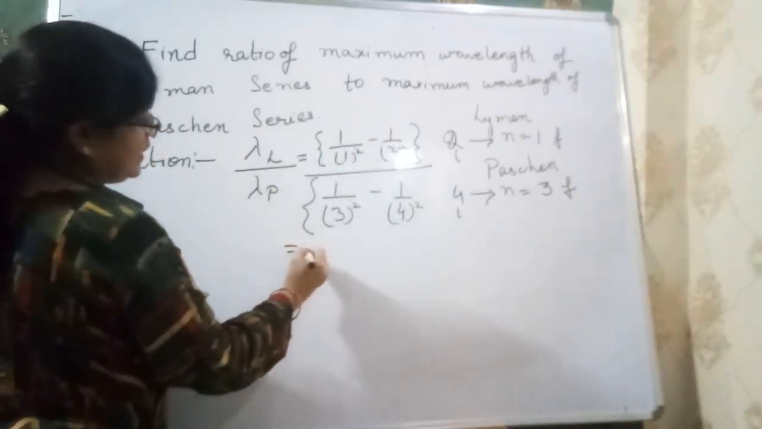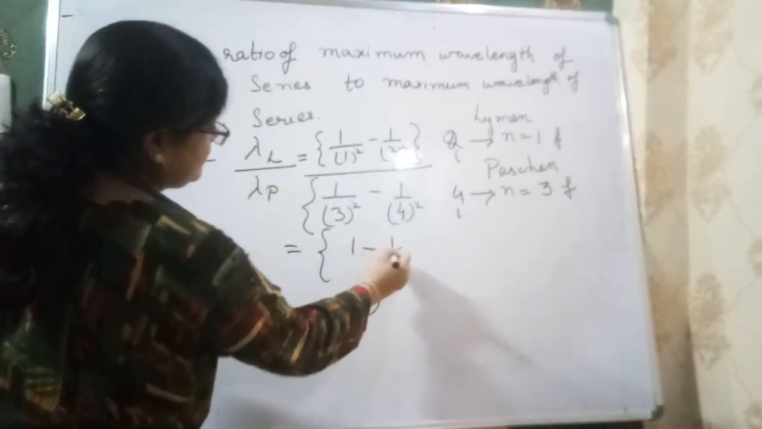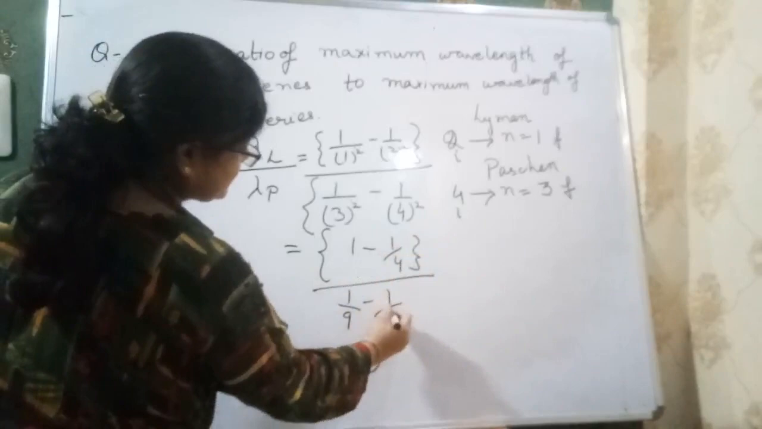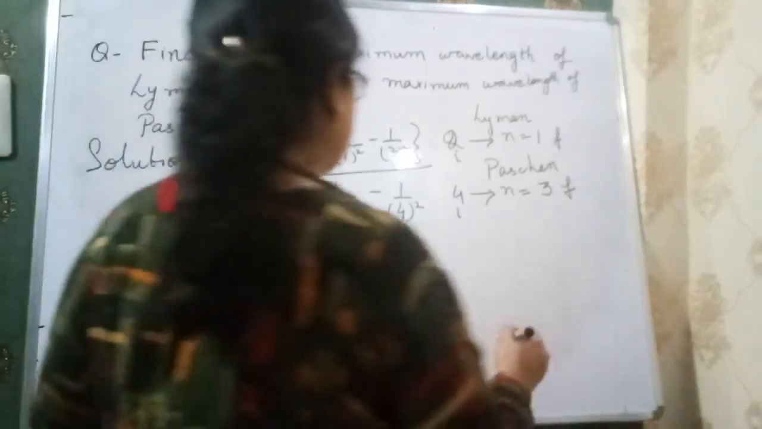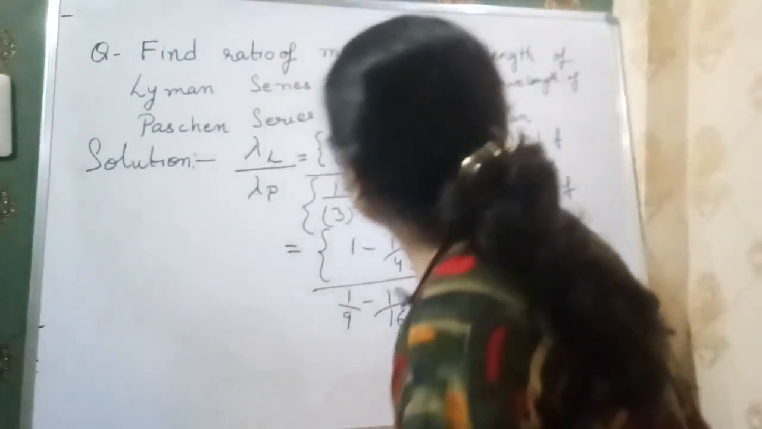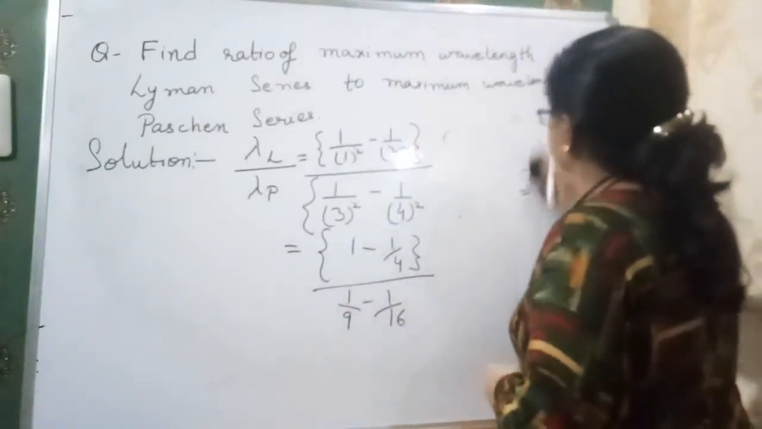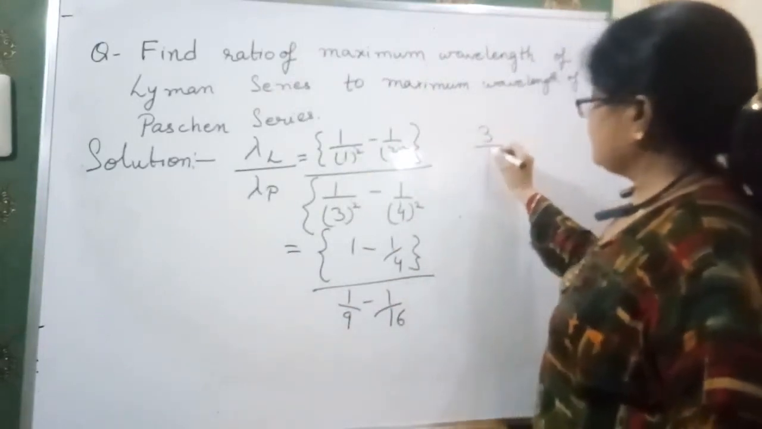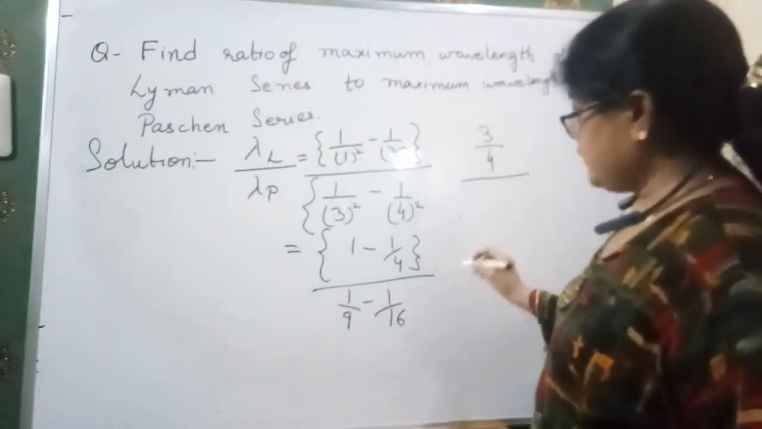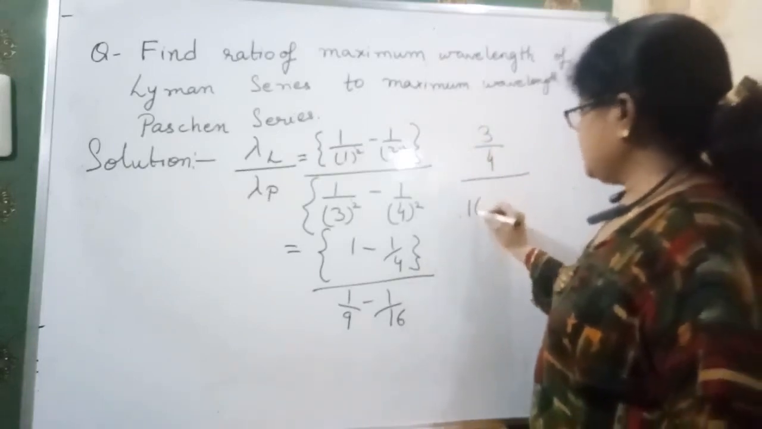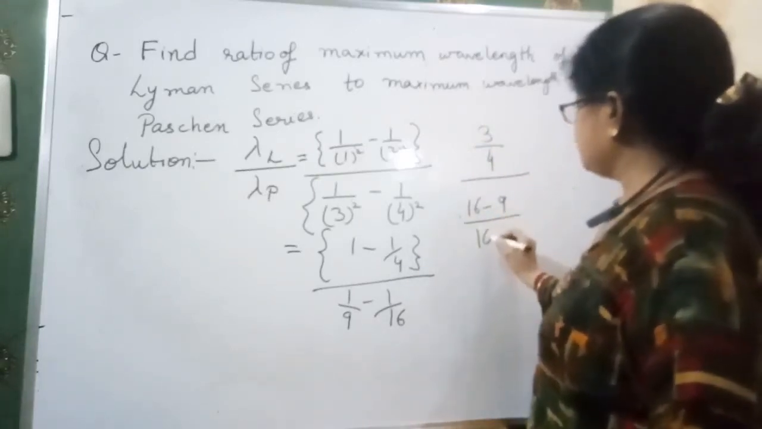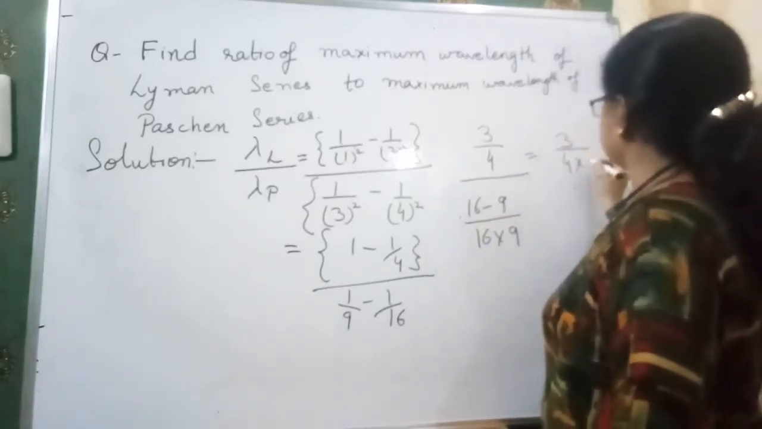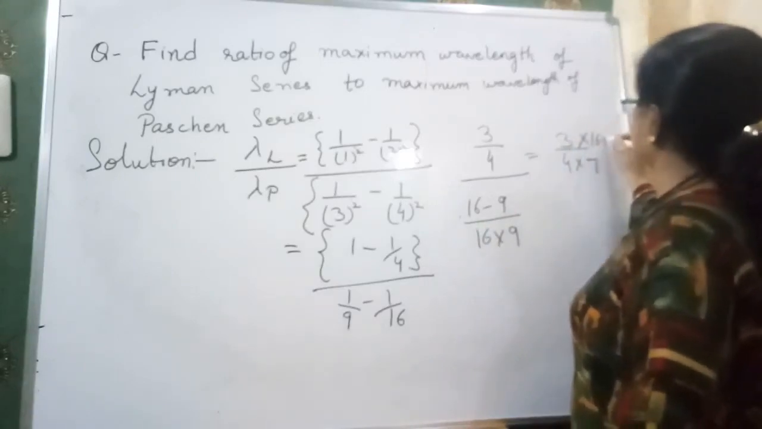Now we have 1 minus 1 by 4, and 1 by 9 minus 1 by 16. That means, after solving, we got 3 by 4, and here we have 16 minus 9 over 16 into 9. That means we have 3 by 4 into 16 into 9 by 7.